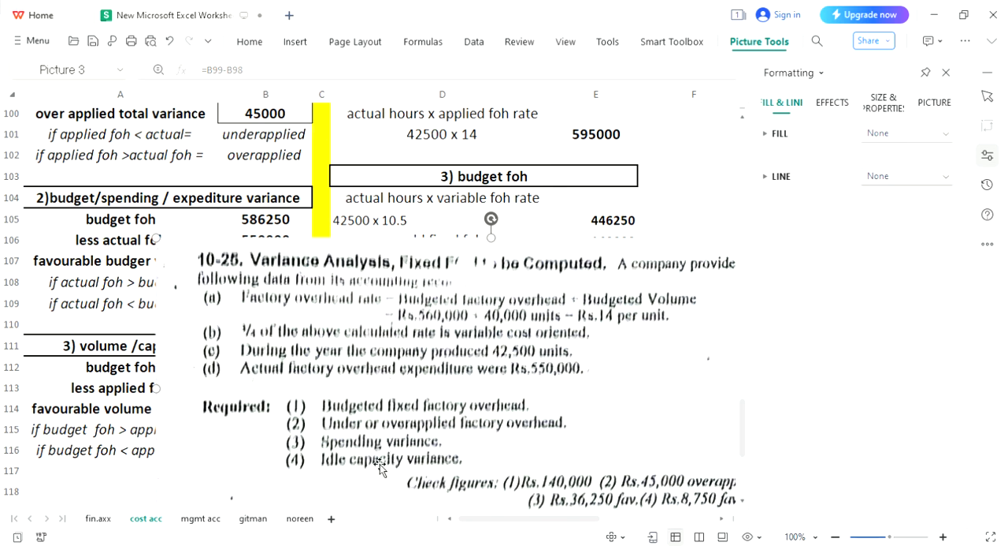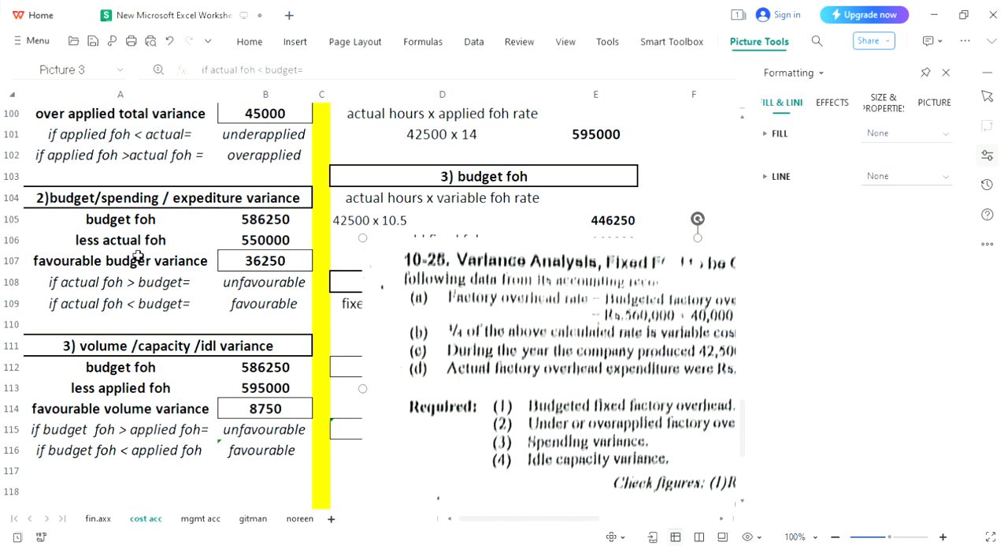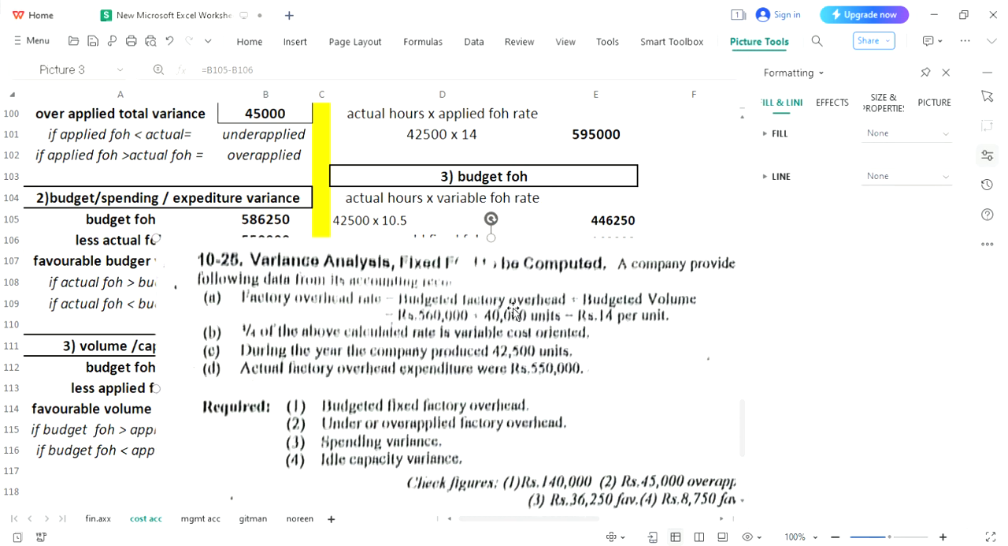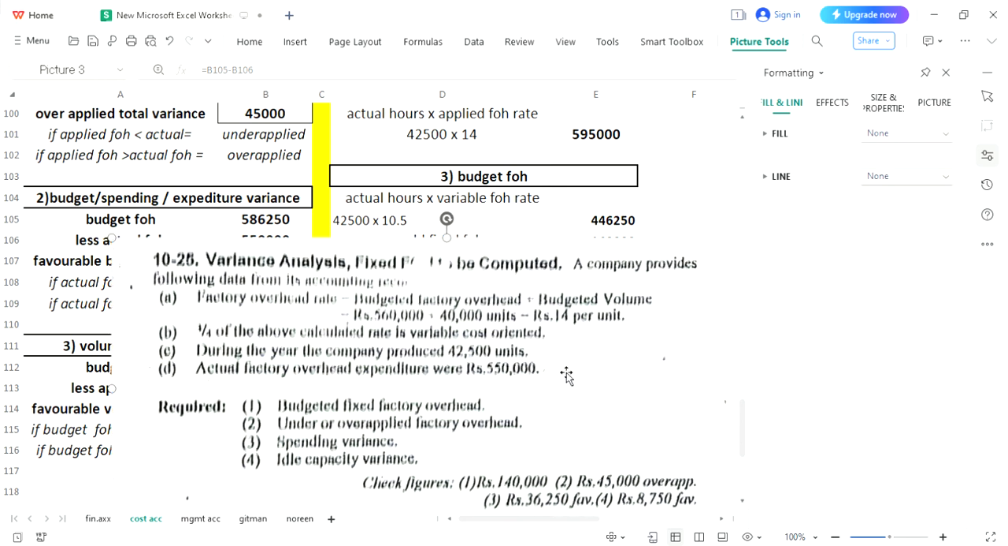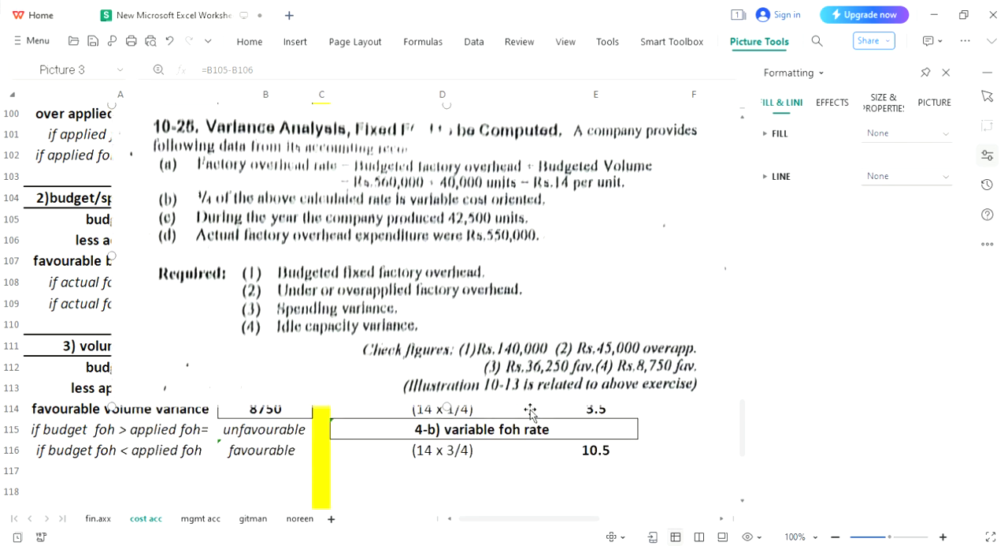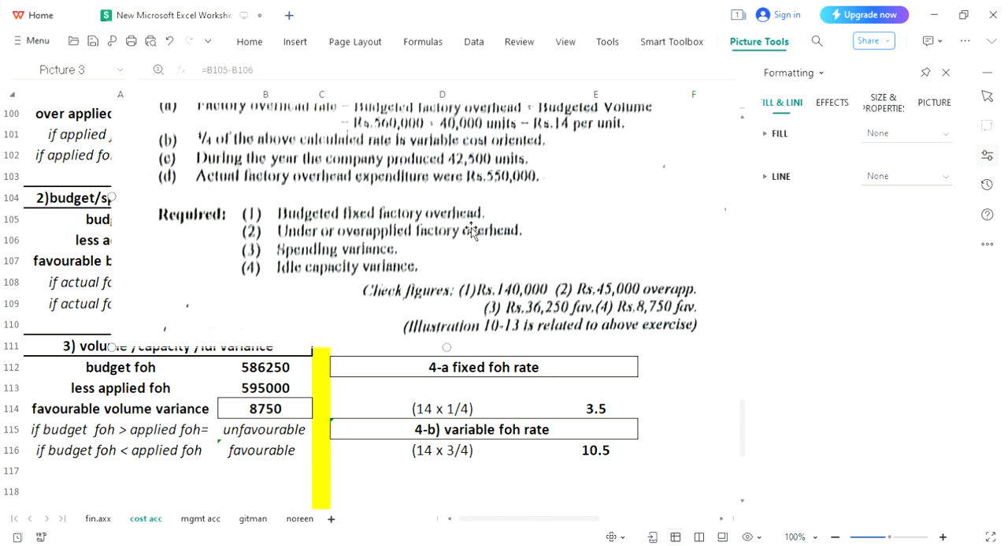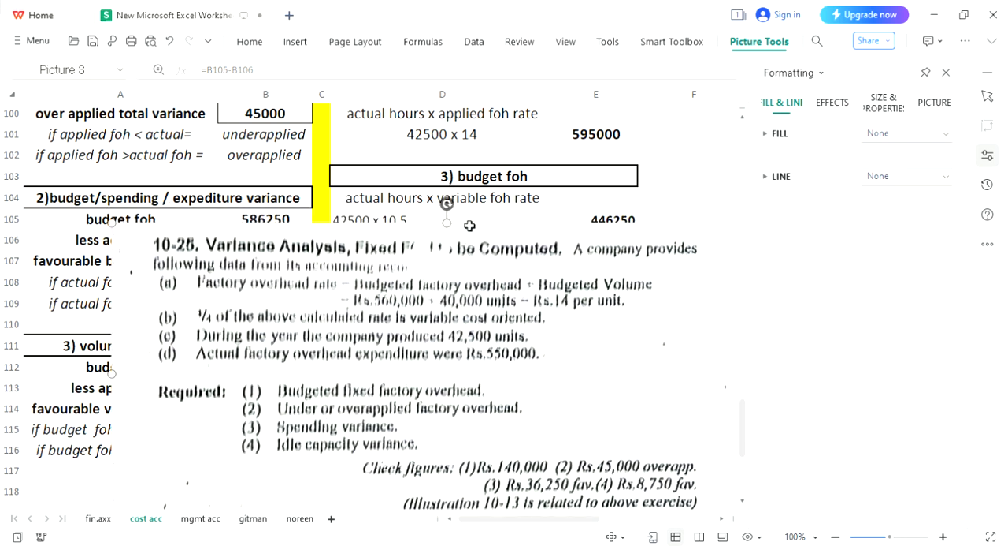Then you were calculating spending variance. This is your spending variance, and the answer was 36,250. So we have seen our answer as 36,250, satisfied. Then finally idle capacity variance was the fourth amount, and the answer we have calculated is 8750, and here 8750 favorable is present. So all answers are reviewed as well. So our question 10.25 has been completed.